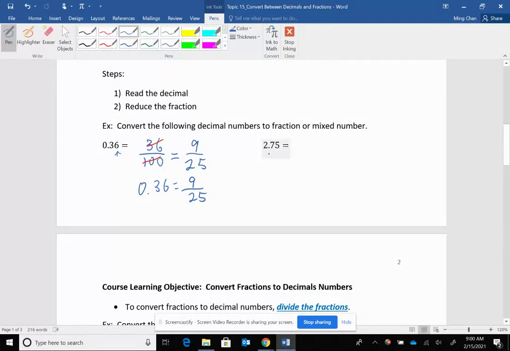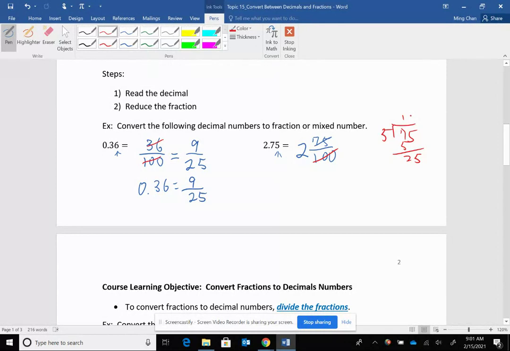All right, let's read 2.75 correctly. If you read it correctly, you will say this is 2 and 75. The 5 is sitting on what? Hundredth. There you go. 2 and 75 hundredths. So I can reduce both 75 and 100 by 25. Oh, no, not by 25. 5. If I reduce it by 5, there's 1, there's 2, right?